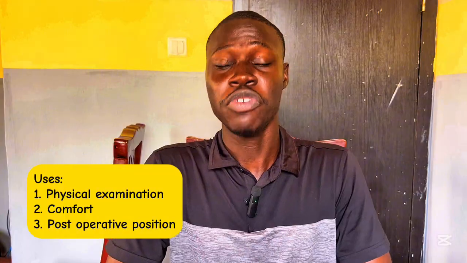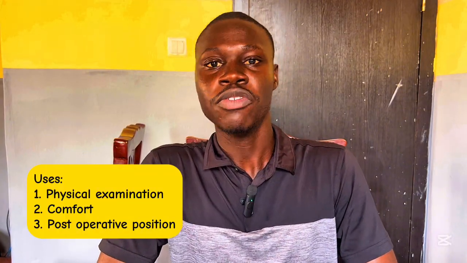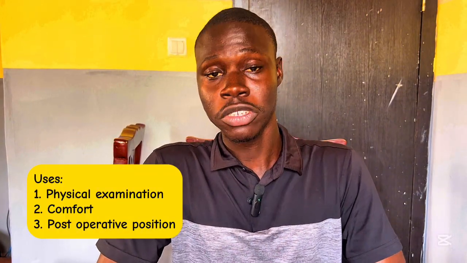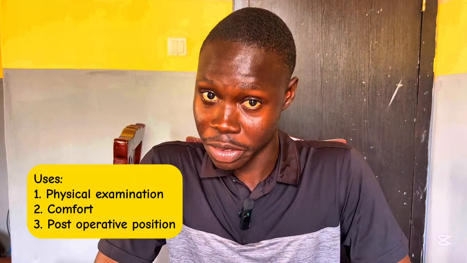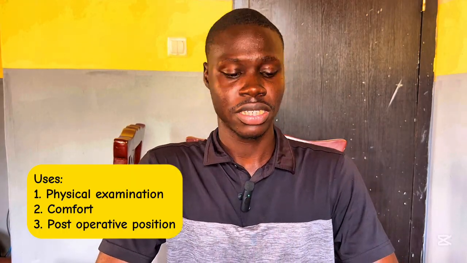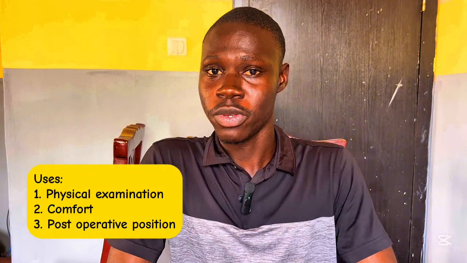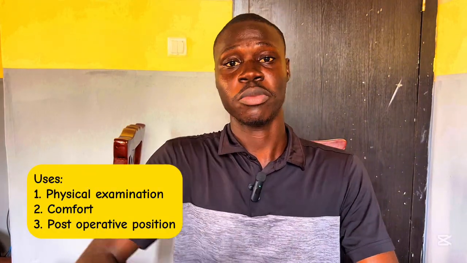So what are the uses of this position? How do we use them in nursing? Let's look at the following uses. Number one, we use it for physical exam. We also use it for comfort. Like I said earlier, we position our patients so that they can be very comfortable. It is also a post-operative recovery position. Let's say someone just came out from the theater, she has just had an appendectomy or a C-section. The best position that you can put this patient is a supine position so that it's going to aid recovery. The patient can rest properly.